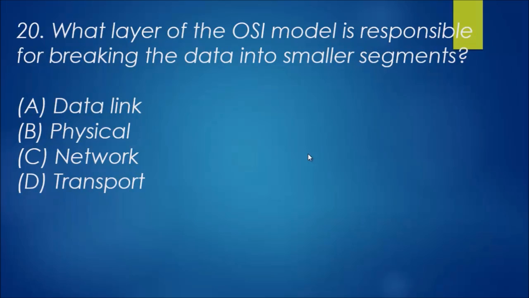For question 20, what layer of the OSI model is responsible for breaking the data into smaller segments? Is it data link, physical, network or transport? We've got the answer as D, which is transport. That's basically responsible for breaking the data down into small chunks, and they're called segments.